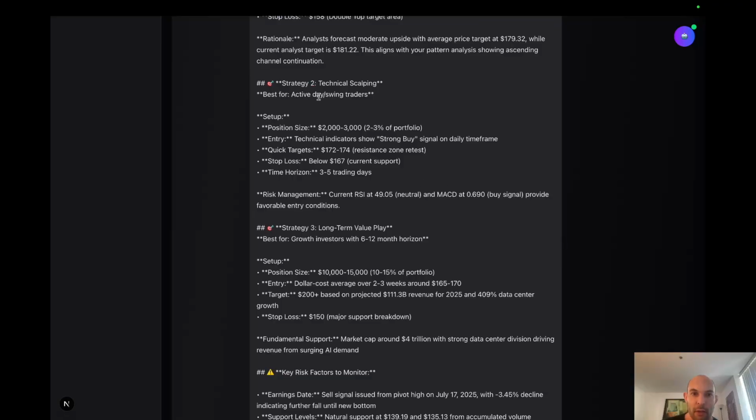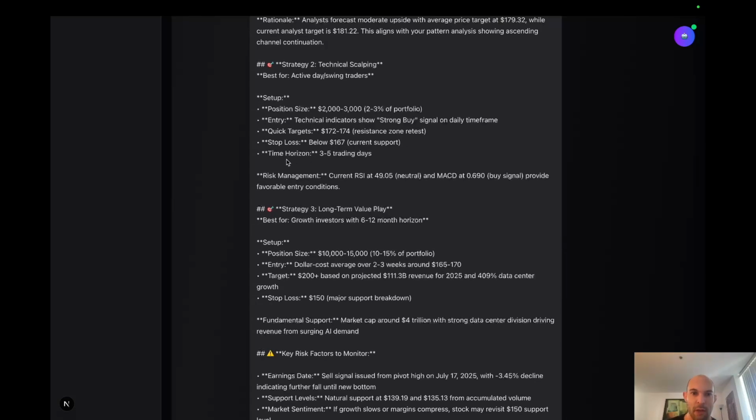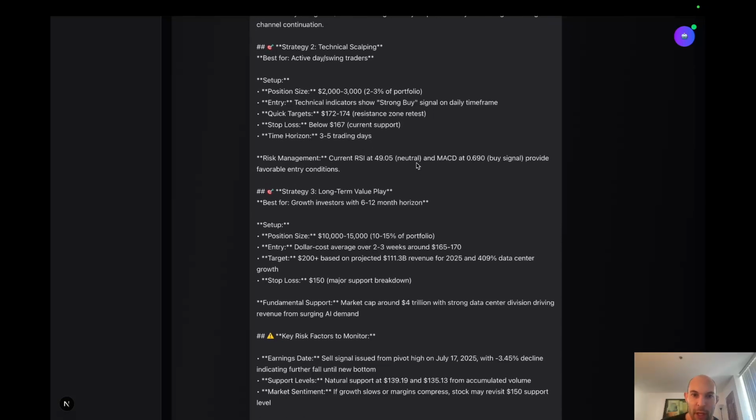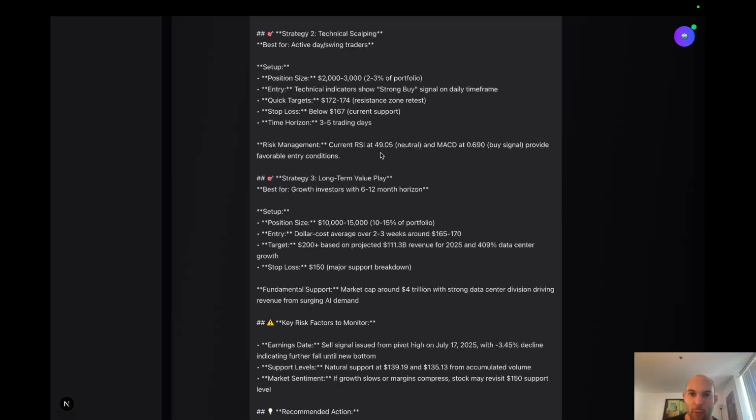Strategy two would be technical scalping. Position size would be 2 to 3% of the portfolio. The entry indicators show a strong buy, so quick targets 172 to 174, stop loss at 167, and you do this over 3 to 5 trading days. Risk management, the current RSI at 49 is neutral. MACD is at 0.69, which is a buy signal and provides a favorable entry condition.